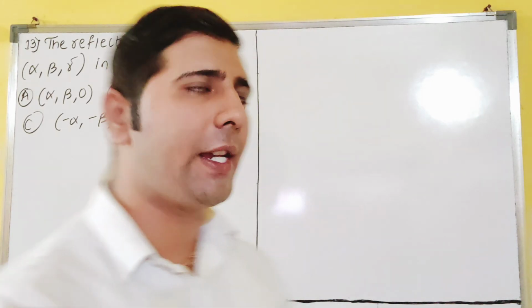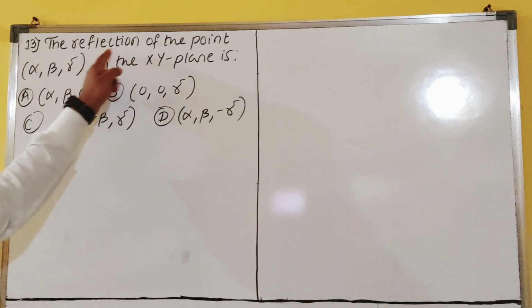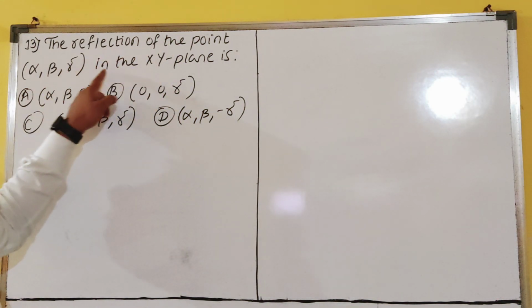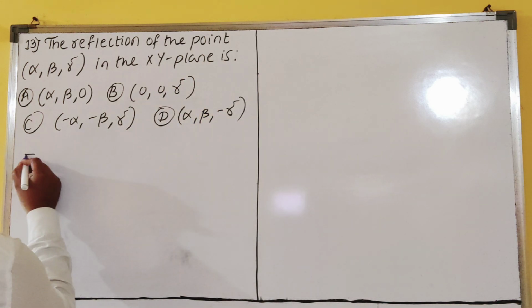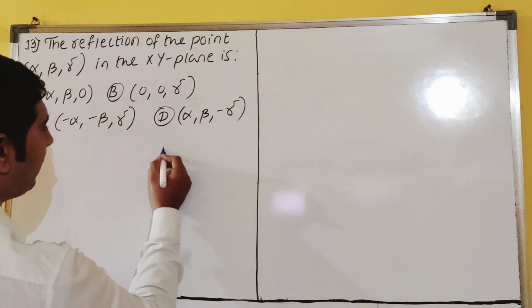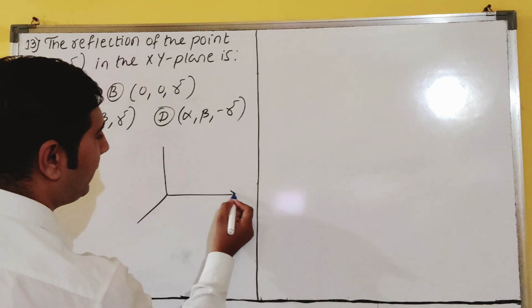Let us see the next question, dear students. Question number 13. The reflection of the point alpha, beta, gamma in the xy plane is. Now see here. XY plane means what? So here you see, this is the XY plane.